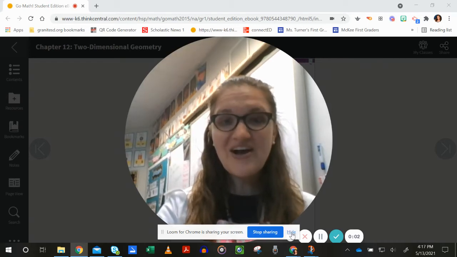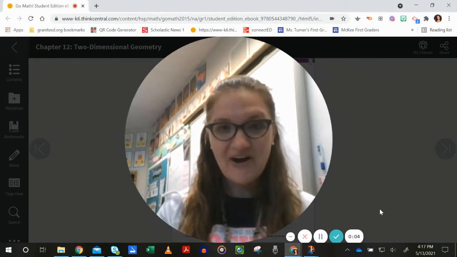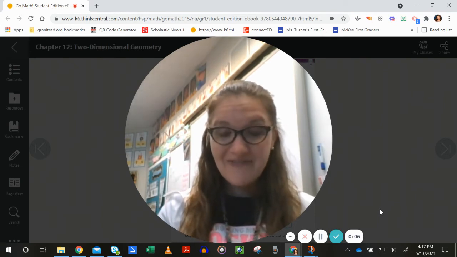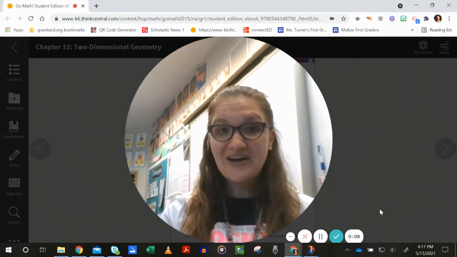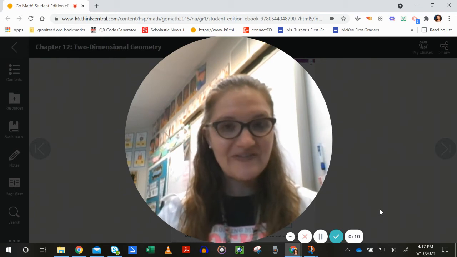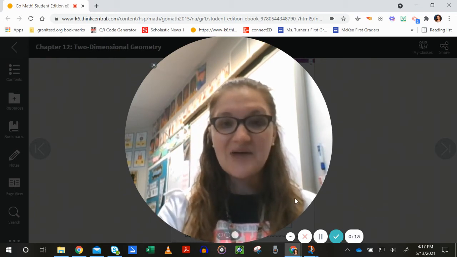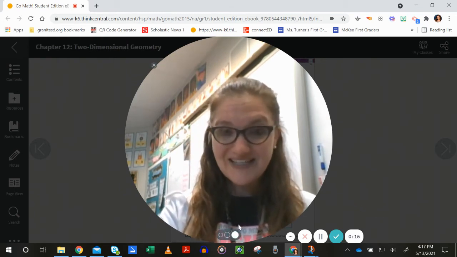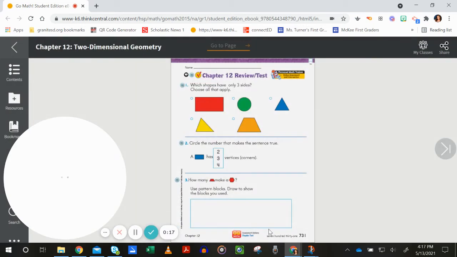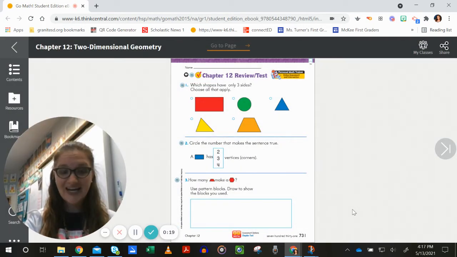First graders, we are at the very end of our GoMath lessons for first grade. So we are going to do the chapter 12 review and test. These are the last worksheet pages from your book, okay? This is where we're starting, and you can just pull out those 2 pages if you want to make it easier, or keep them there in your book.